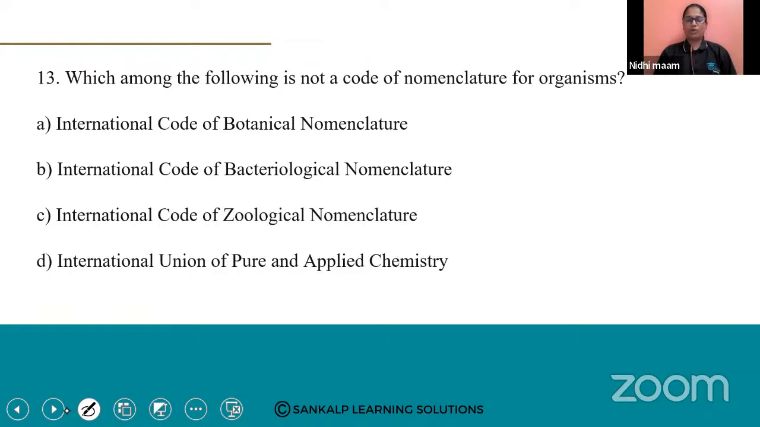Which among the following is not a code of nomenclature for organisms? Which among the following will not give names for the organism? International Code of Botanical Nomenclature, International Code for Bacteriological Nomenclature, International Code for Zoological Nomenclature, International Union of Pure and Applied Chemistry. Tell me, which will not give a name for the organism?